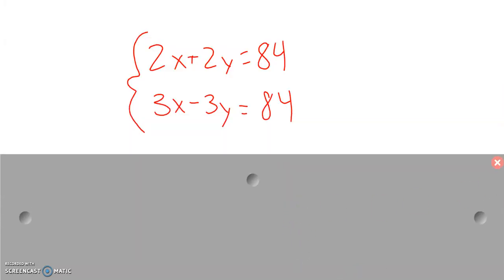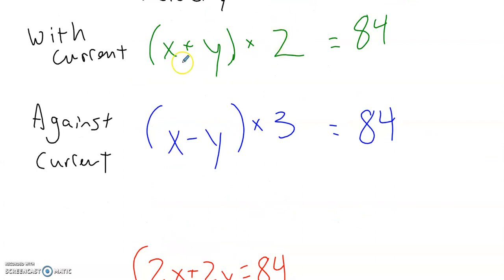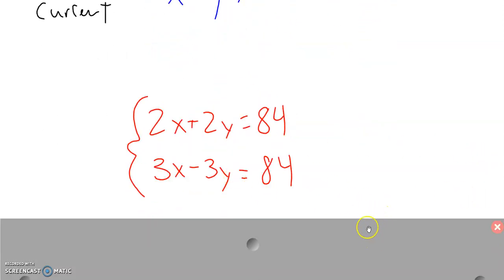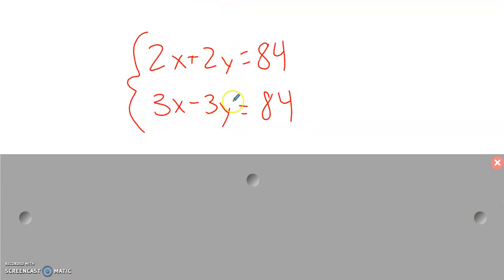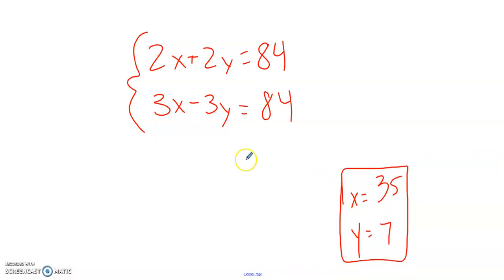Here we go. So then what I do is I take these two formulas and I distribute the 2 and I distribute the 3. And that gives me this system of equations. Personally, I would use elimination to solve this, making them 6y and negative 6y and then add them together, solve for x, plug that back in, solve for y. I'm going to assume you know how to do that. You should give that a try and then check your work. You should get that x is 35 and y is 7. That means the typical speed of the boat is 35 miles an hour and the speed of the current is 7 miles per hour.